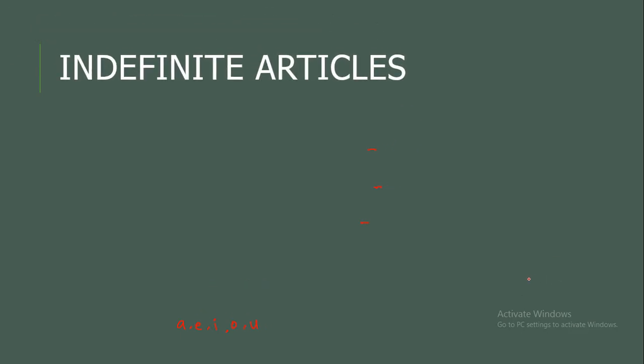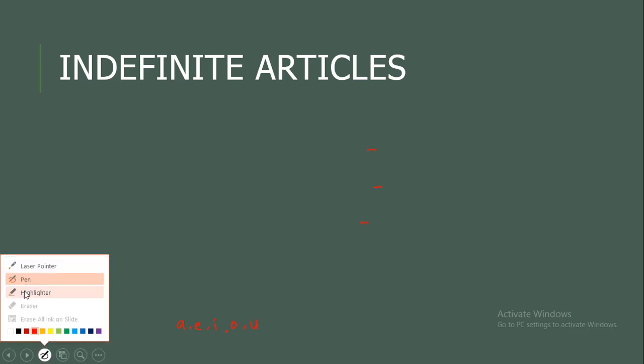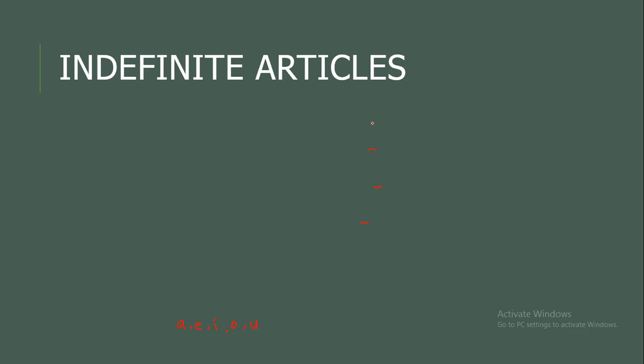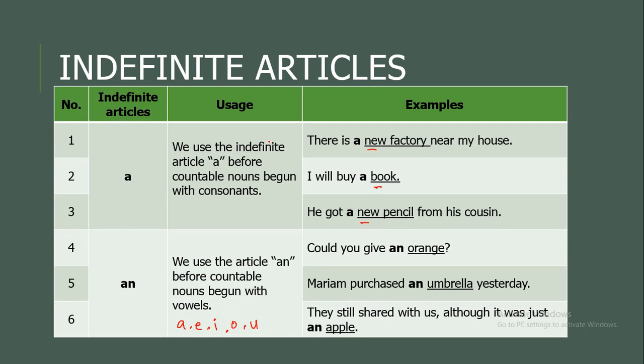Now take a look at the first stage. This one is indefinite articles. When we are dealing with the indefinite article, in our minds there will be two: a and an. A is used for the consonant sound, an is used for the vowel sounds. Vowel sounds are the sounds of a, e, i, o, and u. Now, there is a new factory near my house.